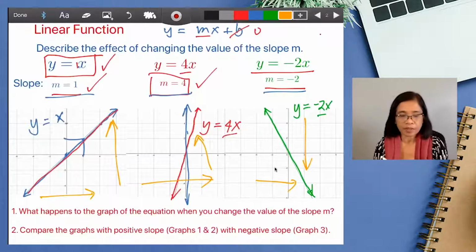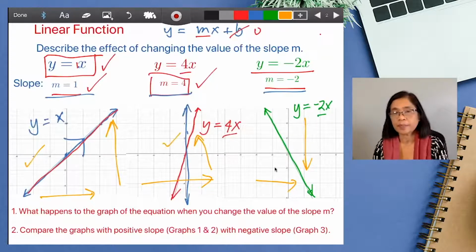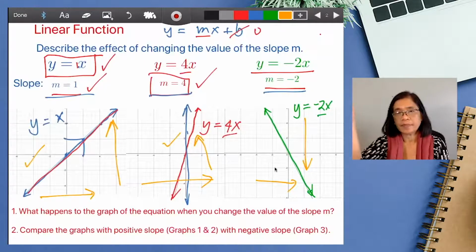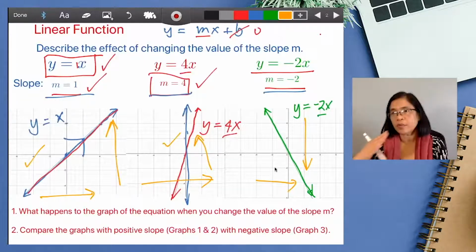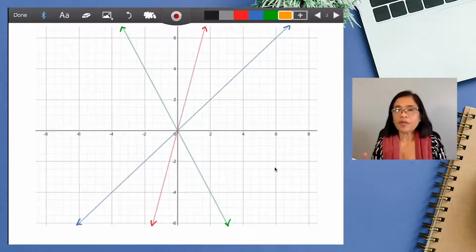Again, if we compare this to graphs 1 and 2, these two lines are rising. And the line with a negative slope is falling. Okay, I'll give you time to process. You can take down notes. Then let's move on by graphing all these three lines in one coordinate plane.